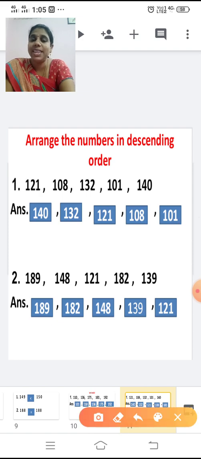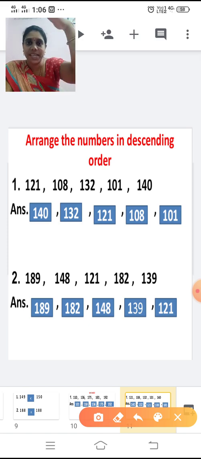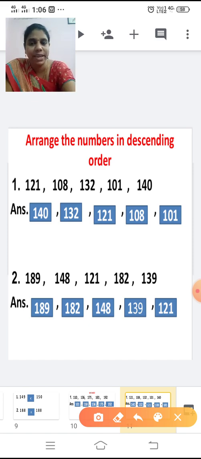Next, arrange the numbers in descending order. What do you mean by descending order? Arranging the numbers from the biggest to the smallest, right? From the bigger number to the smaller number. We'll see some examples now. 121, 108, 132, 101, 140.